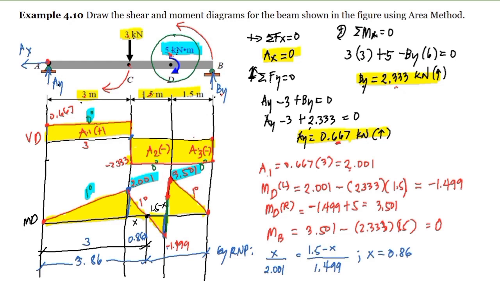Why? What happened there? What happened is that here we have a couple load. That's why our moment diagram is affected and it did not follow the property that the location of zero shear is always the location of the maximum moment. You have to refer to the moment diagram to answer what is being asked. So, the value of the maximum moment is 3.501. If the question is what is the value of the maximum negative moment, your answer is negative 1.499.